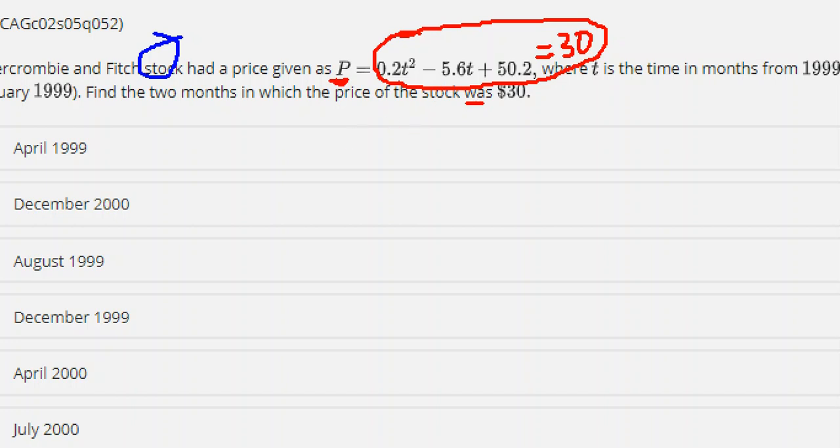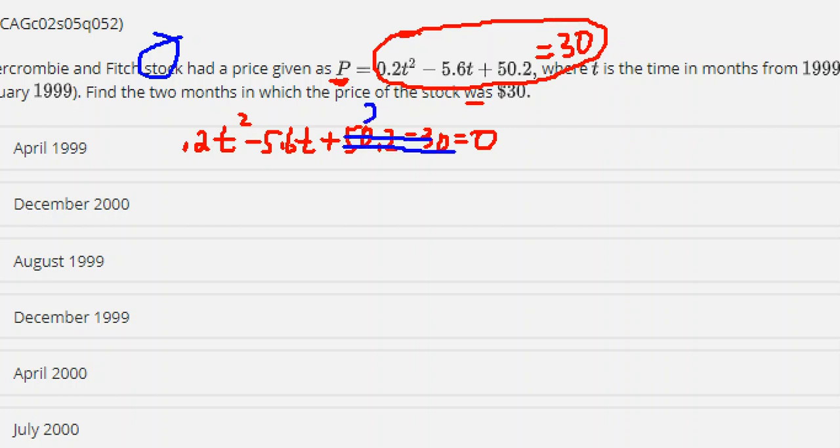Okay, now the job is to solve this equation. Let's begin with this one. First of all, to solve the quadratic equation, you want to rewrite it into ax squared plus bx plus c form. So you don't want the right hand side to be a constant. Therefore, I'm going to do this: 0.2t squared minus 5.6t plus 50.2 minus 30 equals 0, right? And this 50.2 minus 30 gives you 20.2.